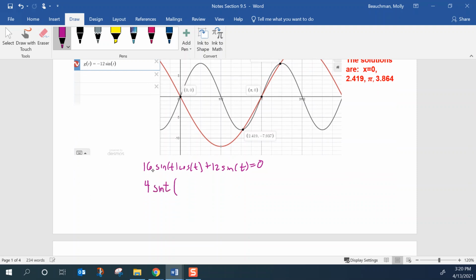If I factor 4 sine t out of the first term, I'm left with 4 cosine t. And then plus 12 divided by 4 is 3. Sine divided by sine is 1. So then take each factor and set it equal to 0. 4 times the sine t equals 0. 4 cosine t plus 3 is equal to 0. And then solve. So I have two solutions.